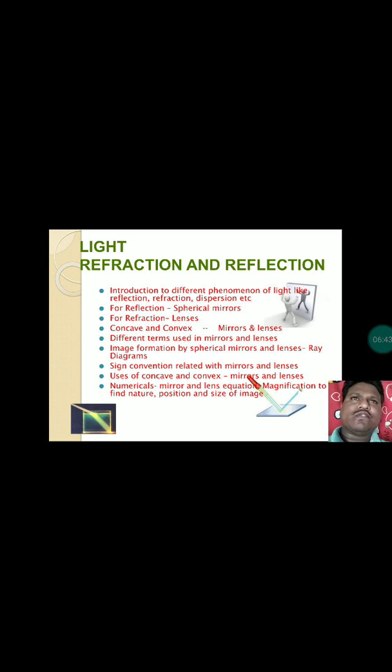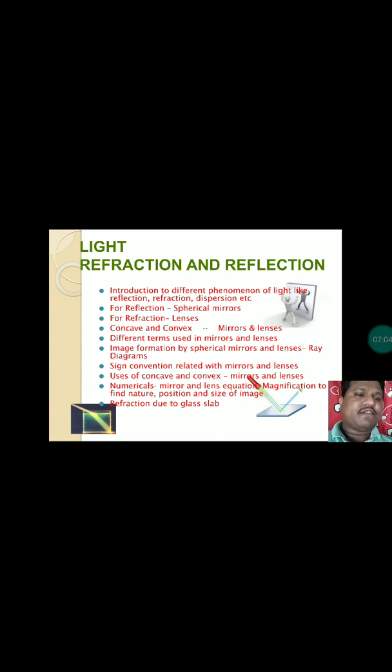We have only two chapters having numericals. One is electricity and another one is this chapter, that is light, refraction and reflection. Then we have magnification. What is the size of the image as compared to the size of the object? So combining the mirror equation, lens equation and magnification, we can find the nature, position and size of the image.